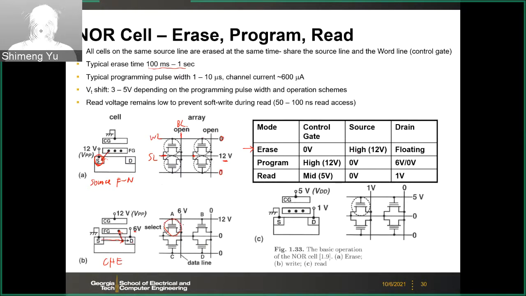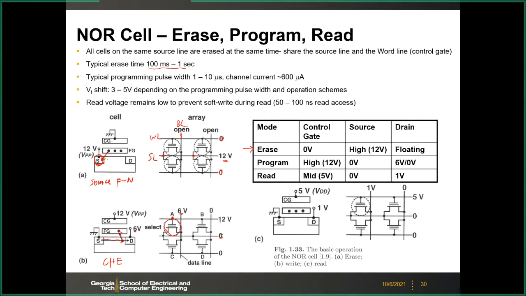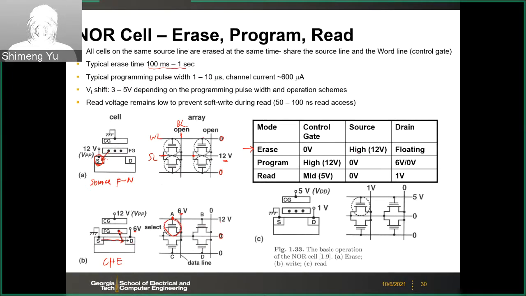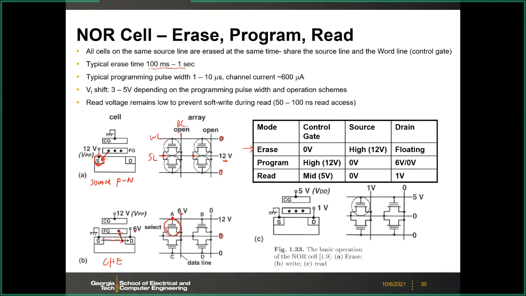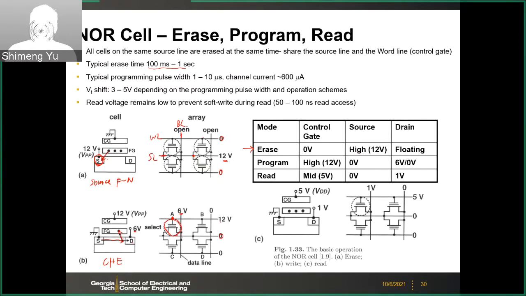So in this case, cell A is selected. If cell A is selected, then we are going to apply this 12 volts to the word line, and then 6 volts to the bit line, and then the source line is grounded. So cell A will have the same configuration as we show on the left-hand side, the single transistor. Cell A will have the exact configuration of the CHE mechanism we need, those voltages.